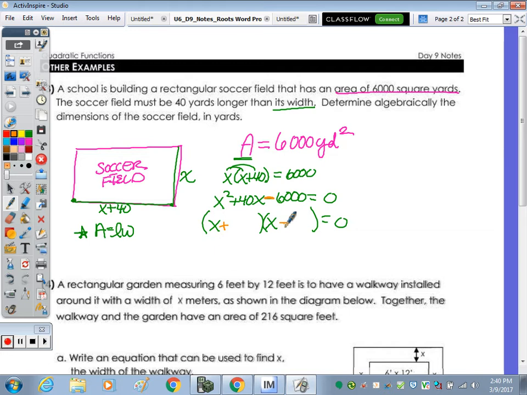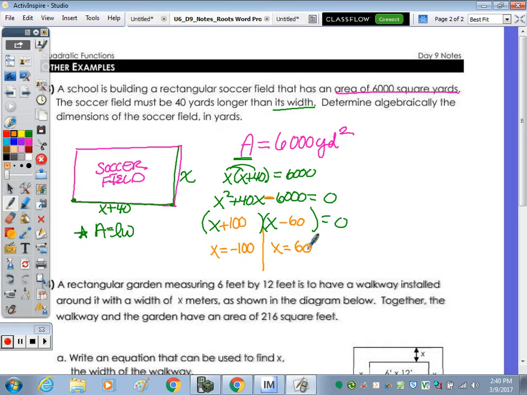You have it? Yeah, positive 100 and negative 60. Positive 100, negative 60 is correct. So positive 100. 100 minus 60 is 40, and then the product is negative 6,000. Draw the line. We have a root or a solution of negative 100, and then a solution of 60.